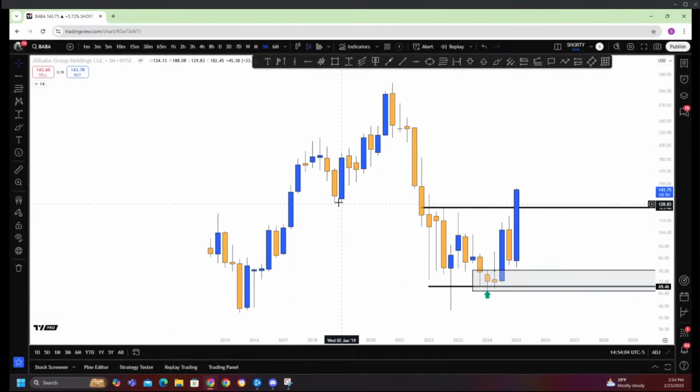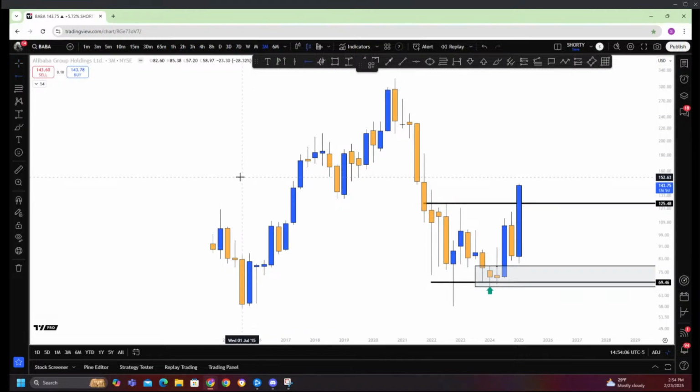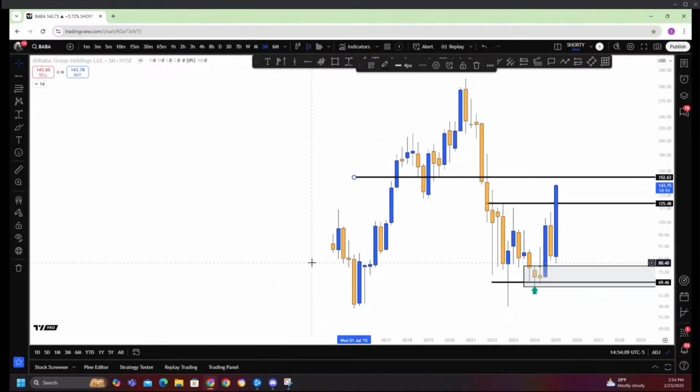Baba is going to, Baba's going here. Yeah, Baba's going to 152. I would not go long here. I think Baba long was around the bottom right here. Yeah, we were long here. This is not a spot to be long on Baba.